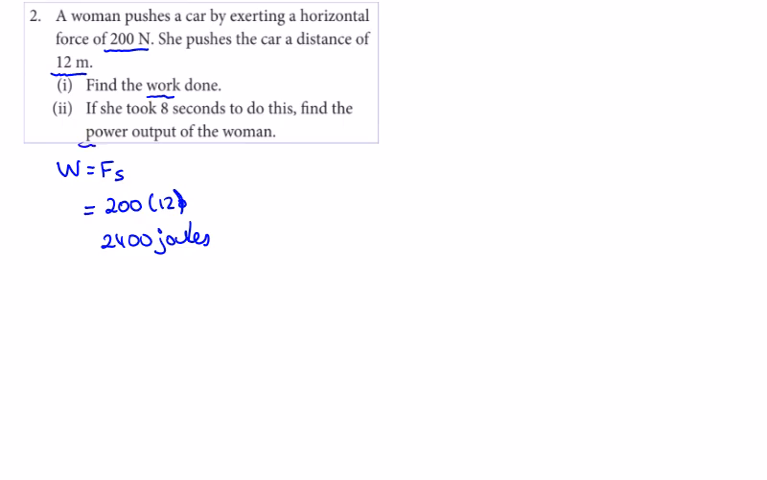And what are we looking for next? Again, the power. Same question again. The power is equal to this work done divided by the time taken to do it, which is the 2400 divided by 8. So that's going to give 300. And that again is in watts. And we should finish this video. Maybe one more question. We'll do number 3 as well.